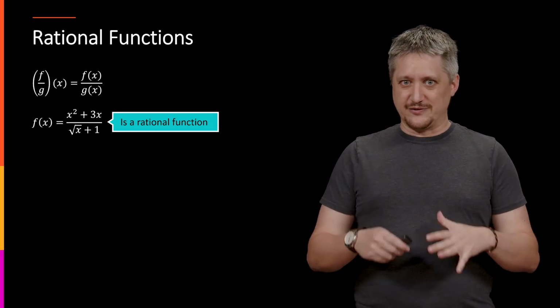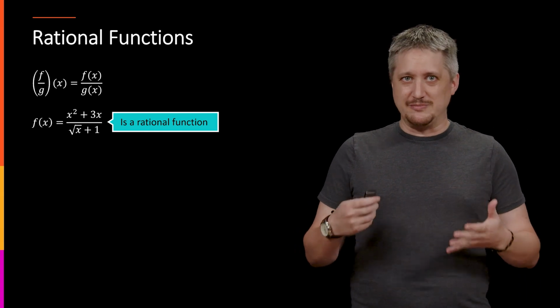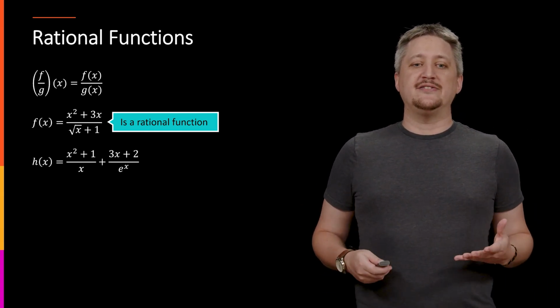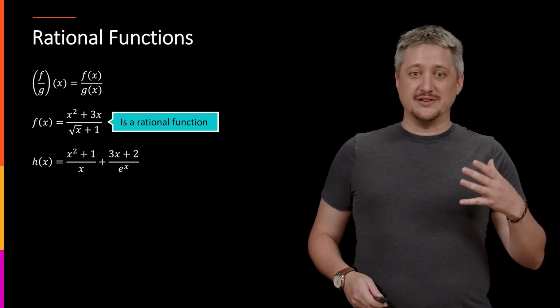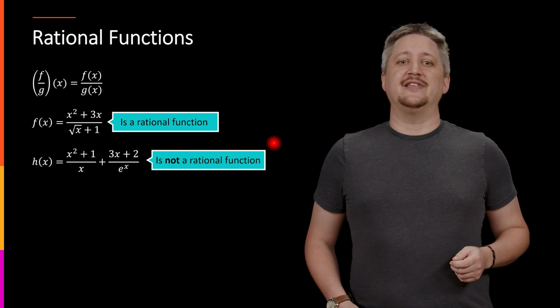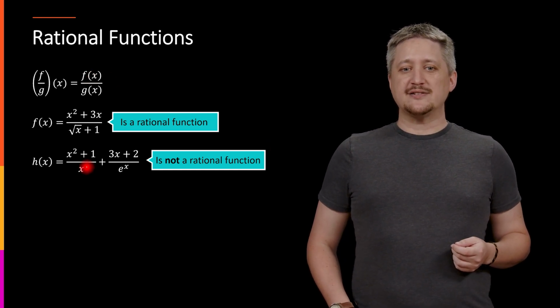That's not the case for this video, but as always, check with your instructor just to make sure you're on the same page. Now, in contrast, this here, x squared plus 1 over x plus this other thing, would not be a rational function. The reason why is that it's not one ratio, right? It's not one f of x over g of x.